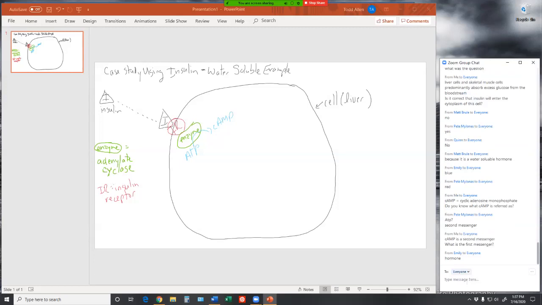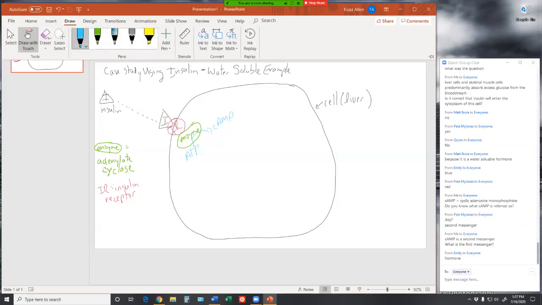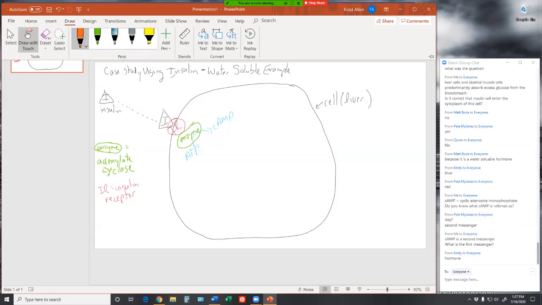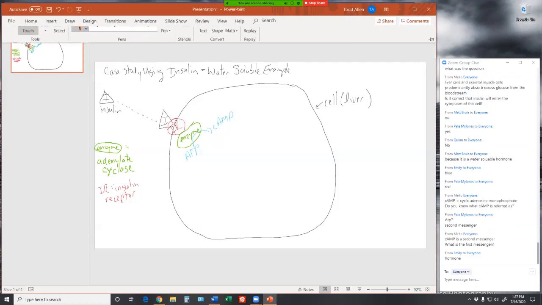Emily, the hormone, which in this specific example is insulin. That's exactly right, okay? So let's put that down in your drawing here. I'll use orange. Insulin is the first messenger. Cyclic AMP is the second messenger.